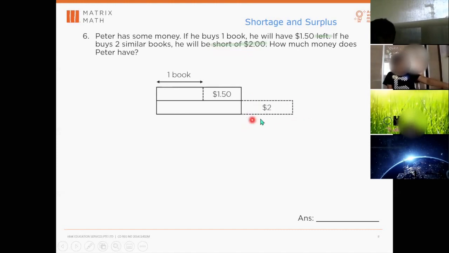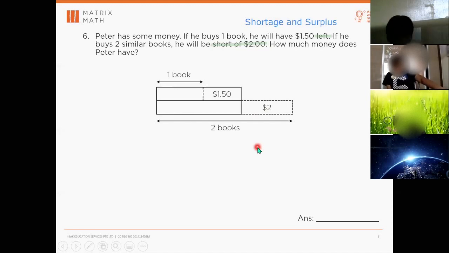Peter doesn't have this $2. Peter's money is not enough. He needs to gain an extra $2, then he can afford to buy the two books. Take note, like I said just now, draw this extra $2 using dashed or dotted lines. Try not to use solid lines, because later you may forget and think this $2 is part of his money. Once you gain the extra $2, he can finally afford to buy two books. So your two books must be this whole thing, including that $2.